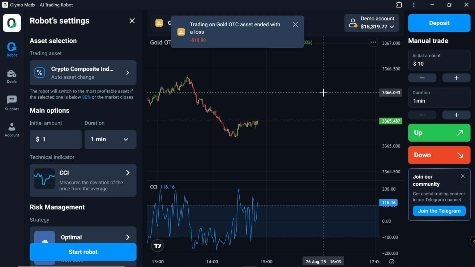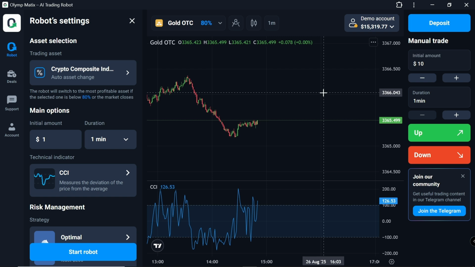So this one was a loss, which is still fine. Losses are there to be taken. The market is a random distribution between wins and losses, right? You just need to stay consistent and continue.